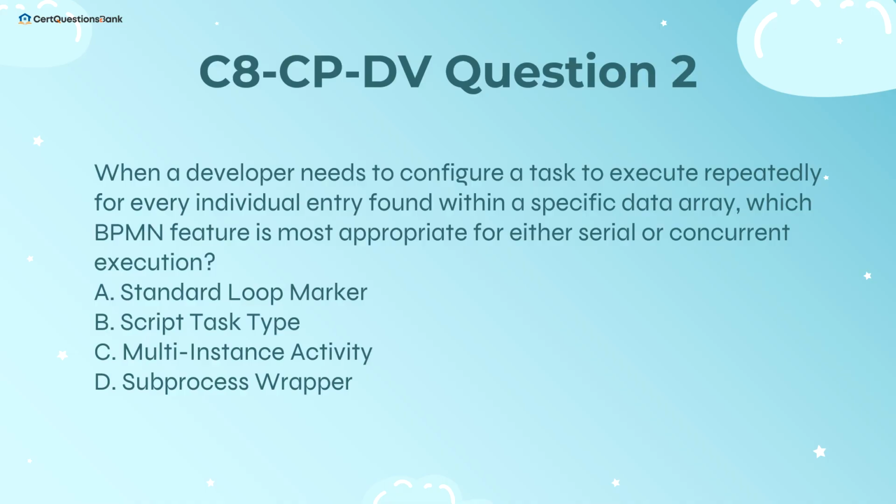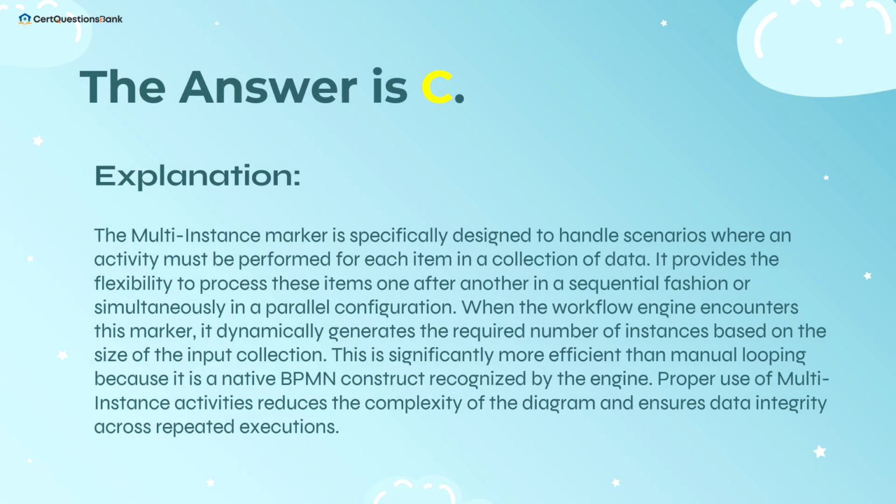When a developer needs to configure a task to execute repeatedly for every individual entry found within a specific data array, which BPMN feature is most appropriate for either serial or concurrent execution? A. Standard loop marker. B. Script task type. C. Multi-instance activity. D. Subprocess wrapper. The answer is C.